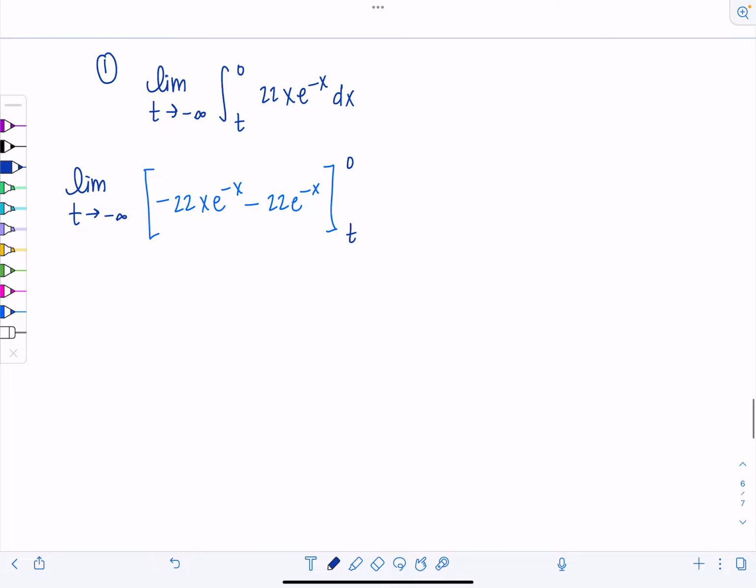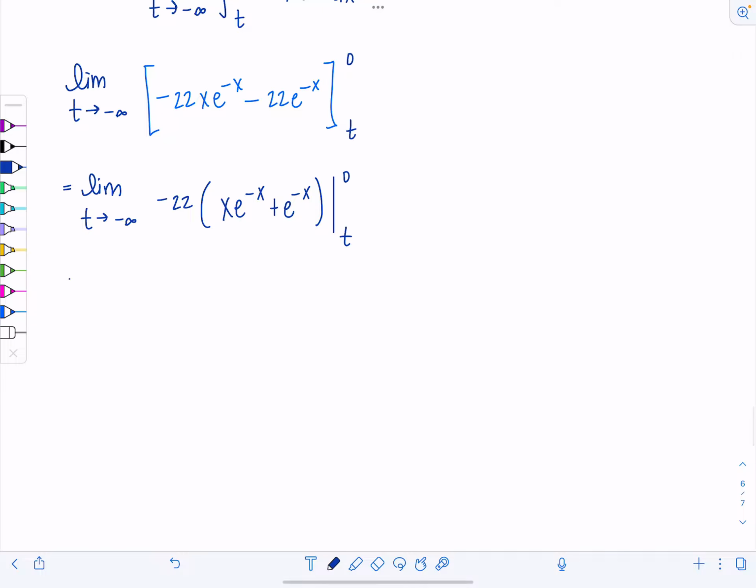Okay, good. Let's take out the negative 22. I really liked how we did that last time. It was making things more clear. So let's take out negative 22, and then we're going to have x e to the negative x plus e to the negative x, and this is going to be evaluated from t to 0. So we've got limit t approaches negative infinity of negative 22 times, plugging in 0 for x, 0 plus e to the 0 minus t e to the negative t plus e to the negative t.